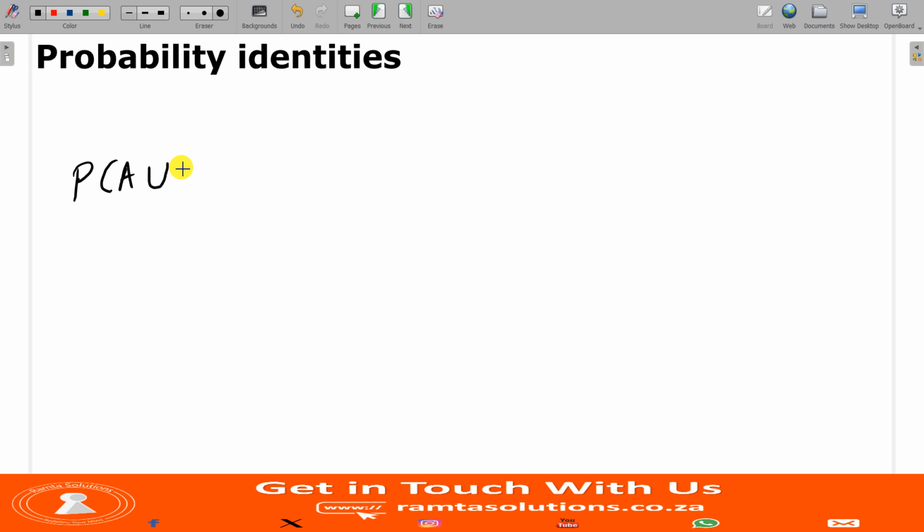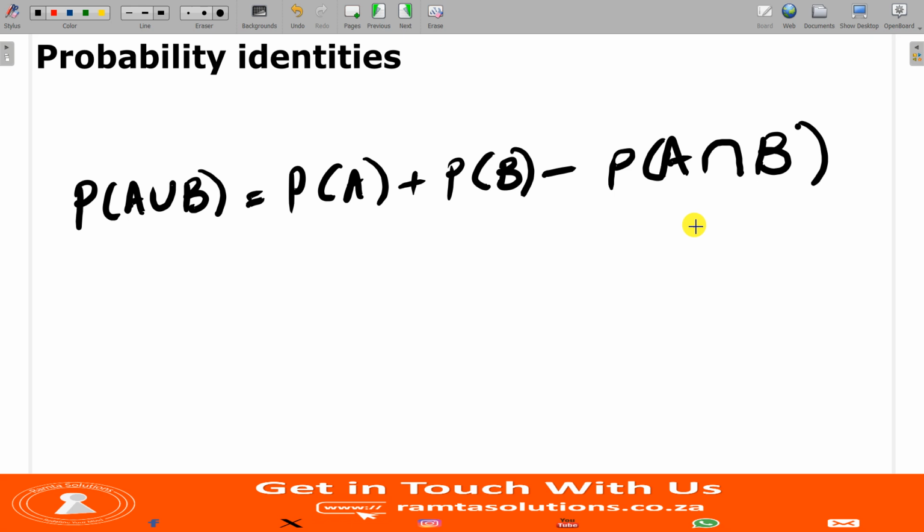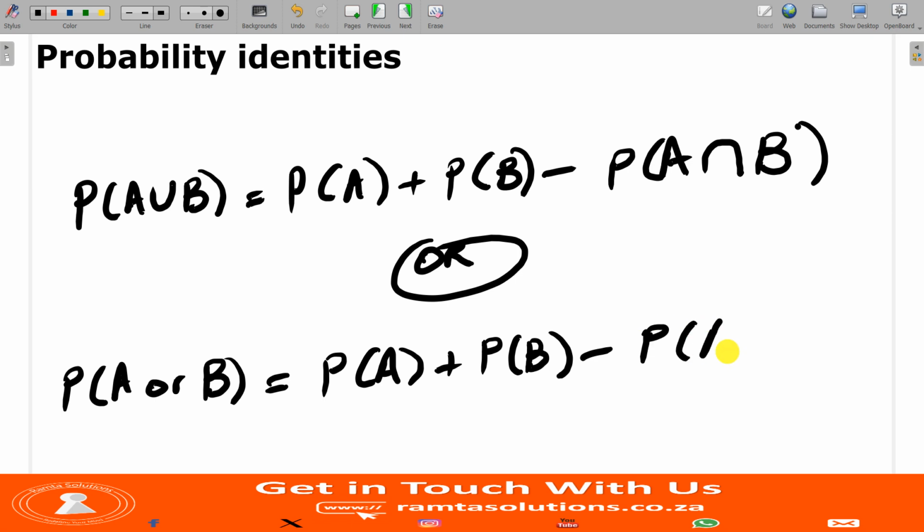Probability of A or B is equal to probability of A plus probability of B minus probability of A and B. Remember, if you don't like it in this format, you can write it as probability of A or B is equal to probability of A plus probability of B minus probability of A and B.